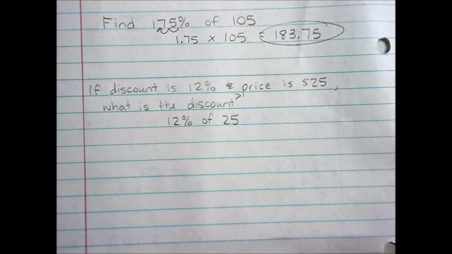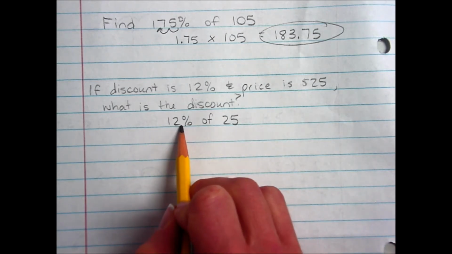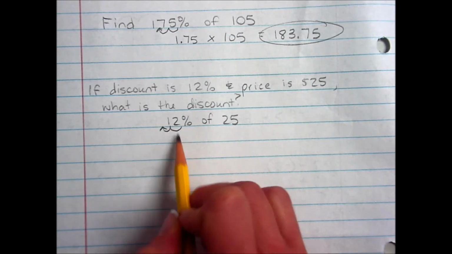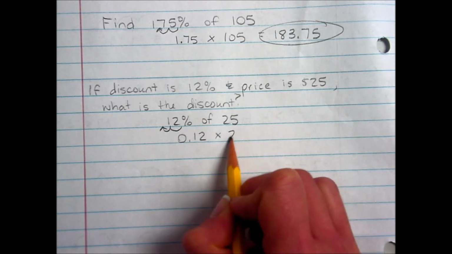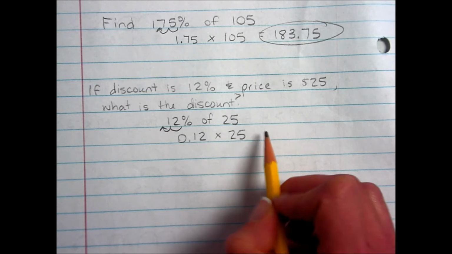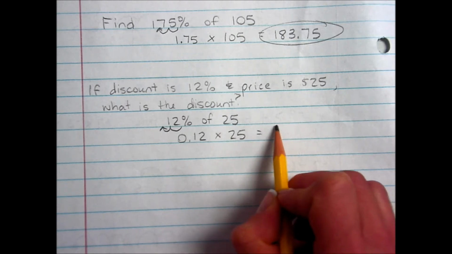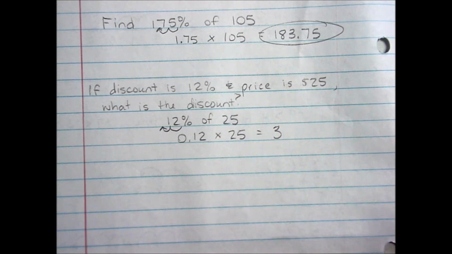So now we follow the same procedure. Change our percent to a decimal, bump. So that's 0.12, which is 12/100 times 25. Type it in our calculator, and it'll be a $3 discount.